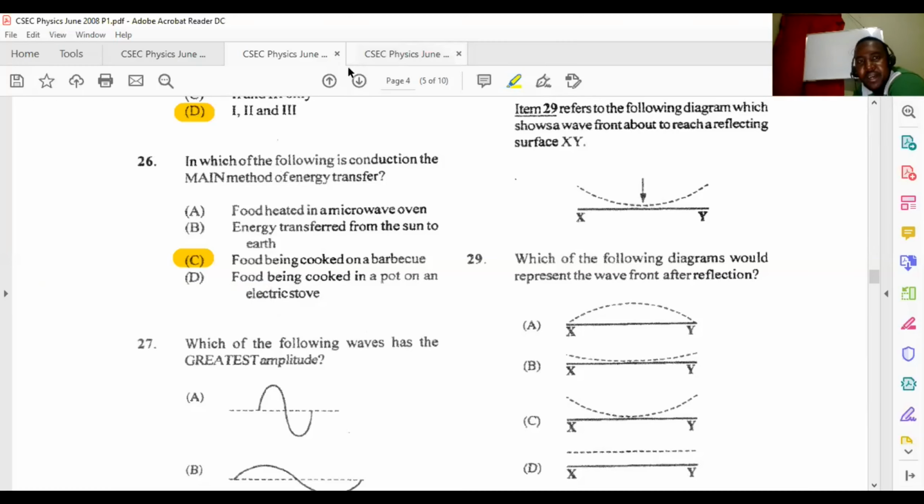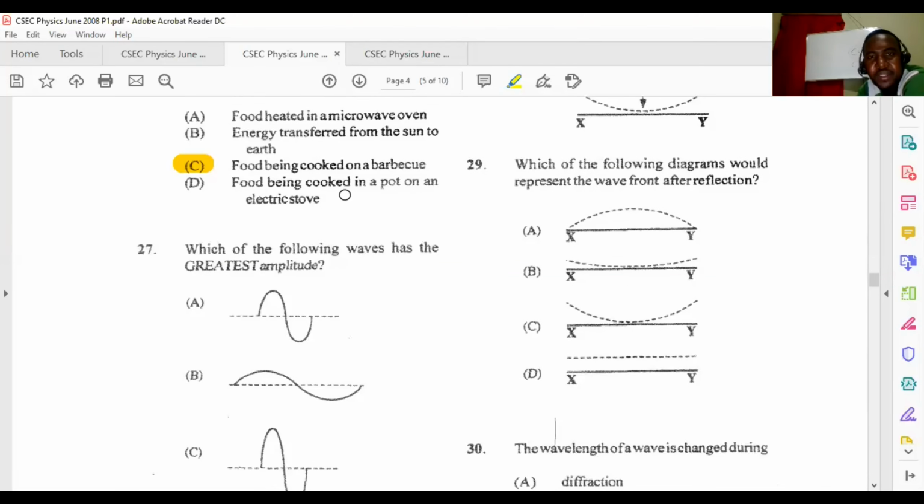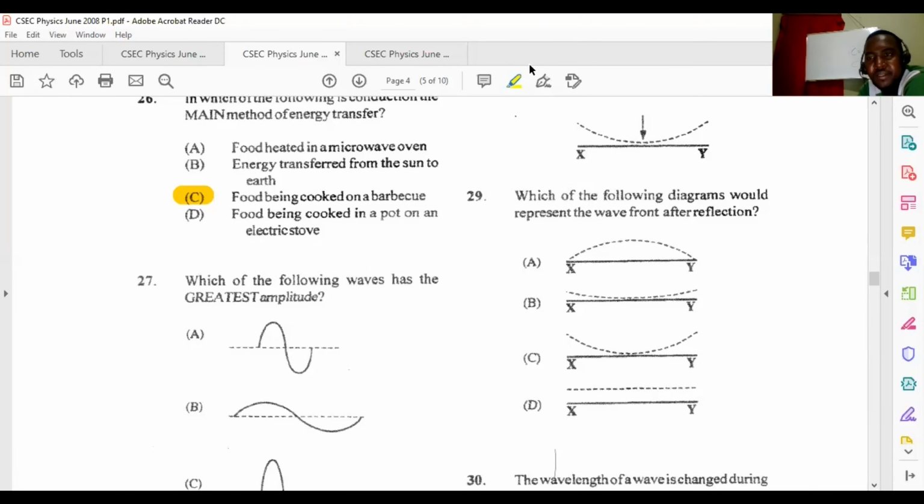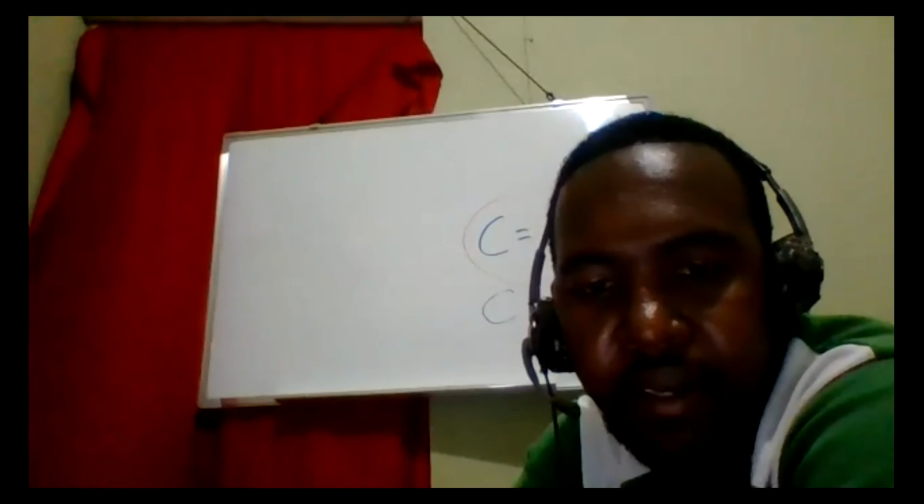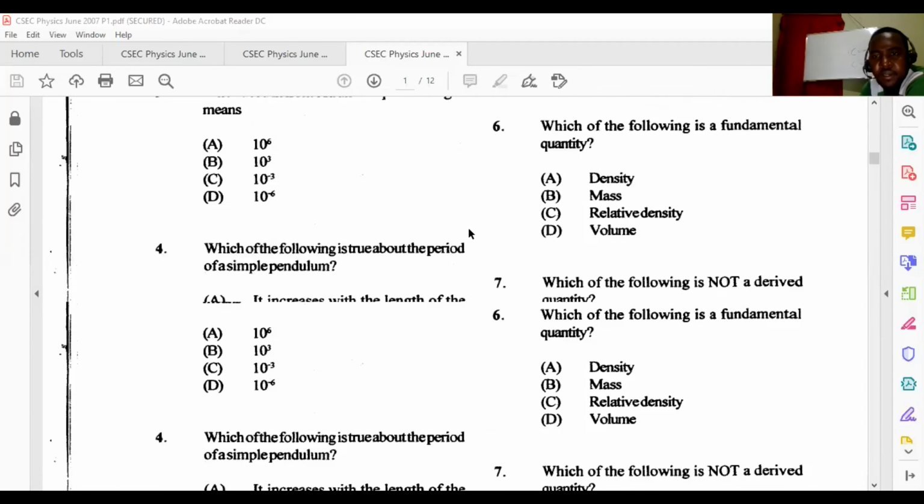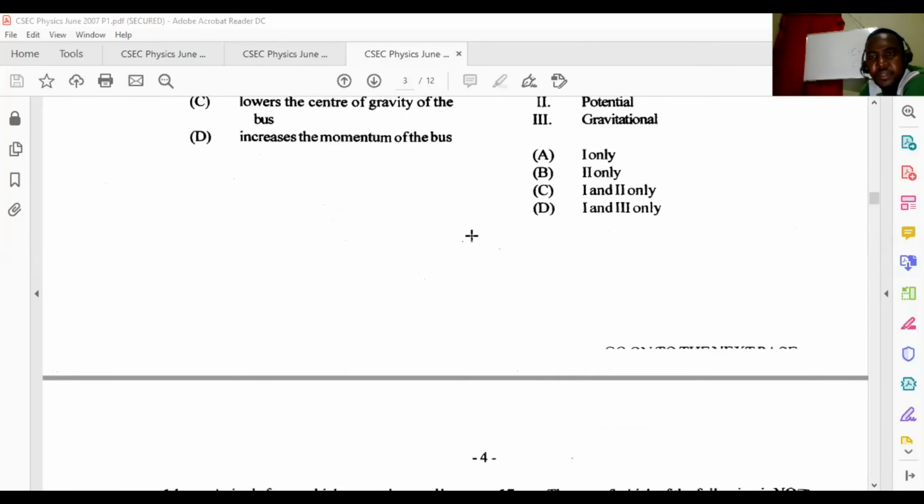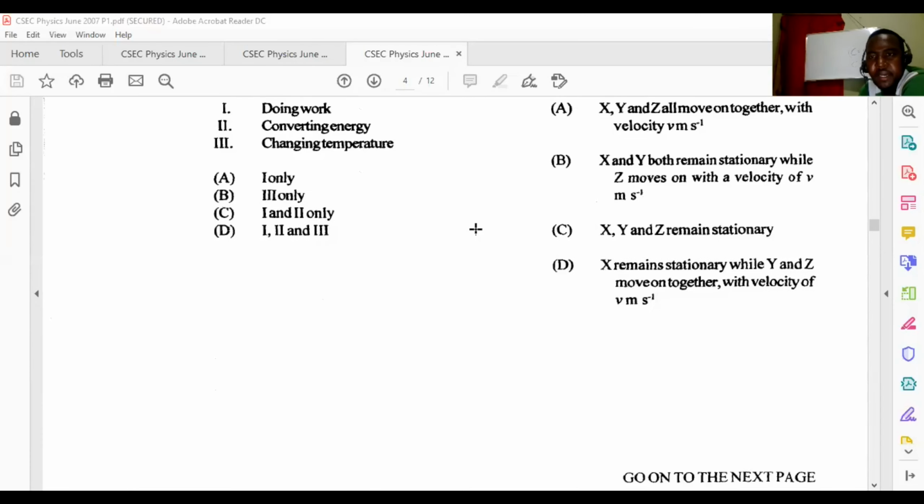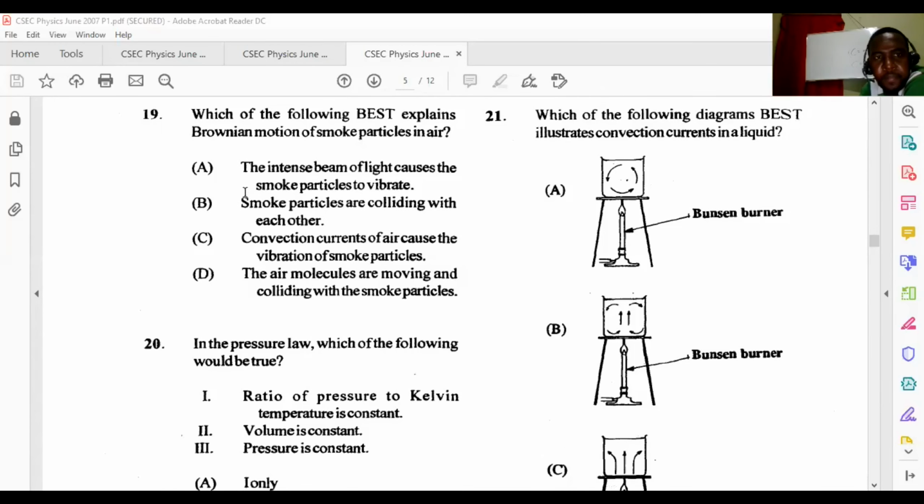All right, so we have 7 minutes, so we should be able to do the other one because it's finished now. The next question is a wave question. So let's look at the last set. We're going to look at 2007. Again, we've done those questions before. So we can start at question 19. Which of the following best explains Brownian motion of smoke particles in air? D. The air particles are moving and colliding with smoke particles.